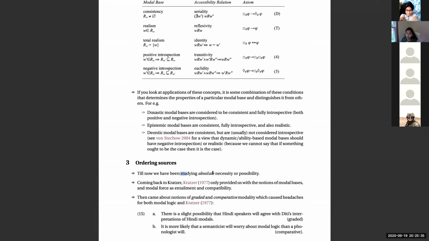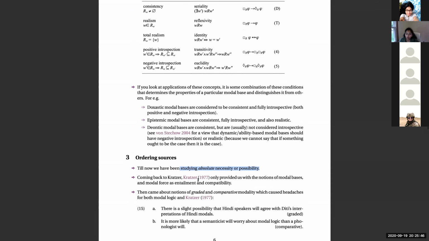So till now, we have been studying absolute necessity or possibility. Okay, it's absolutely the case that it's necessarily the case, or it's possibly the case that there is a possibility that that. If you look at Kratzer's 1977 work, then you will see she provides us with the notions of modal bases, and with the modal force being entailment and compatibility.